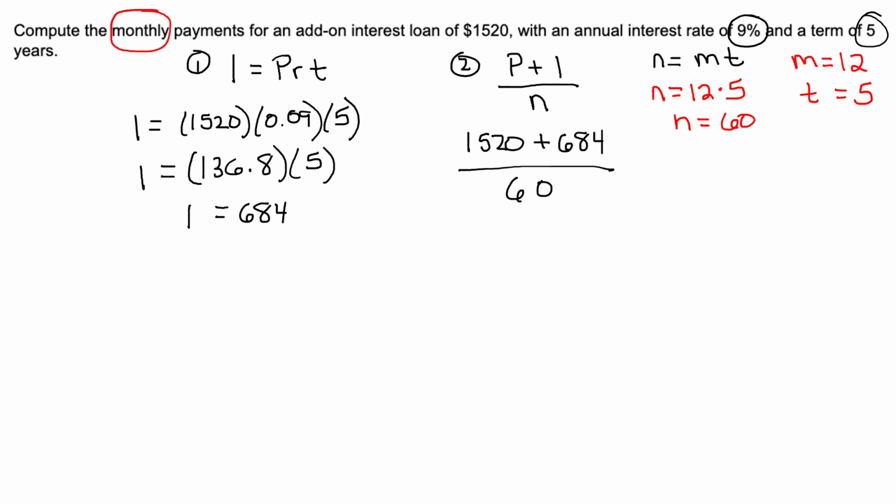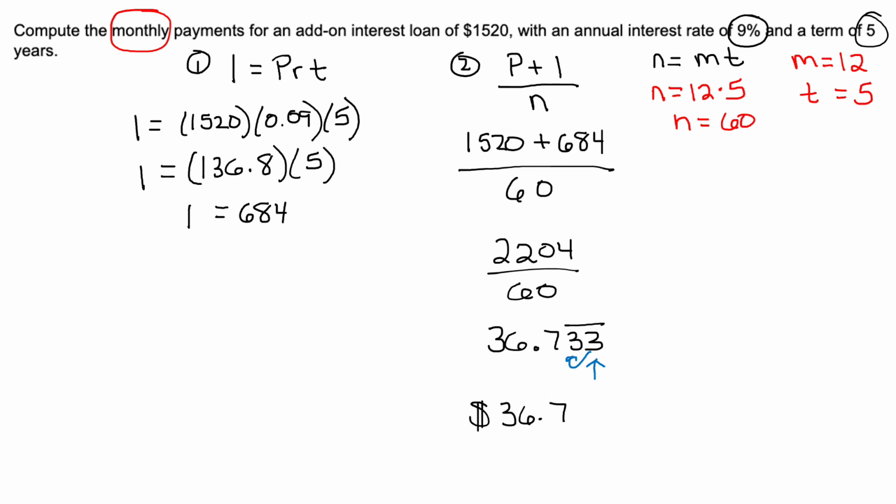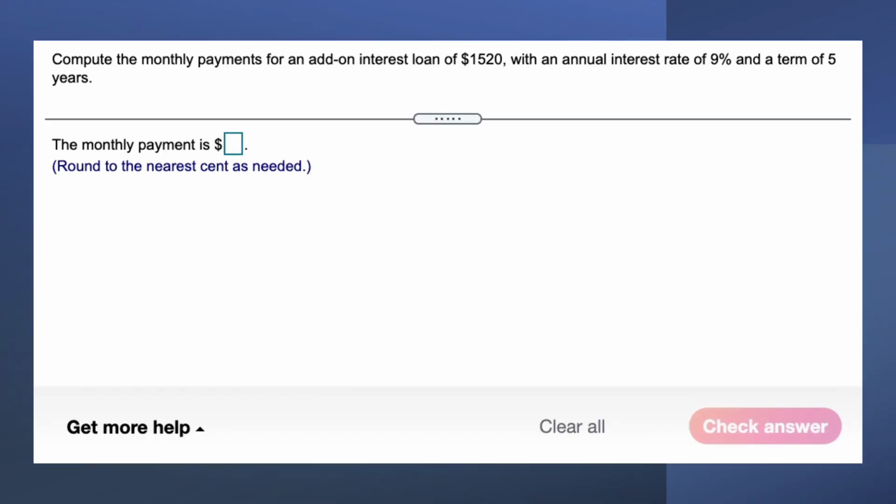1,520 plus 684 gives me 2,204. And then once we divide that by 60, we get 36.733 repeating. I'm going to round this value to the nearest cent. So I look at the third decimal place, which is a 3. 3 is less than 5. So the number next to it stays the same. So my monthly payments are $36.73. Here we'll type in $36.73.